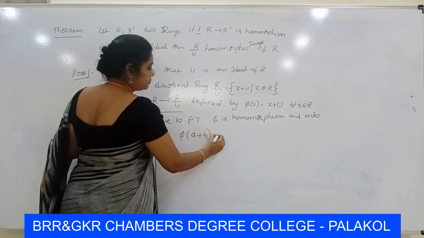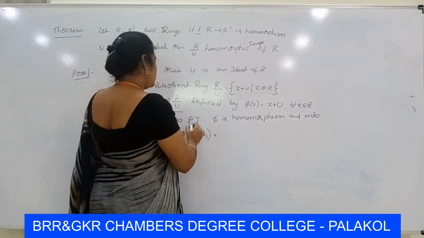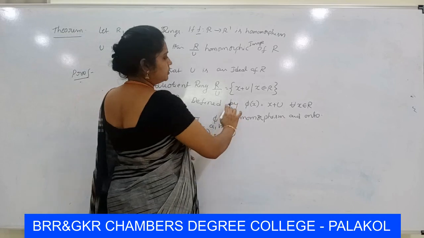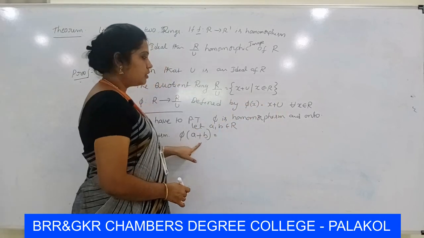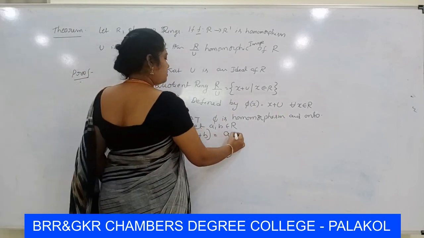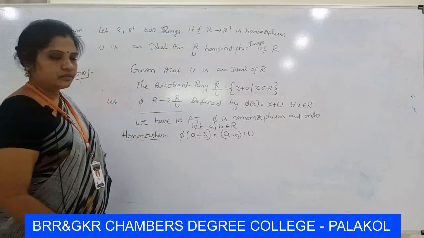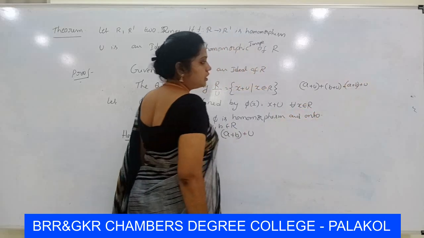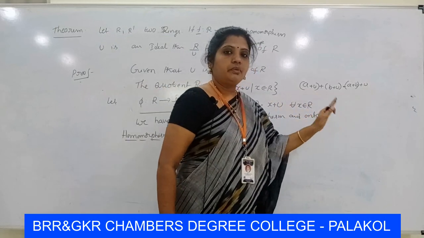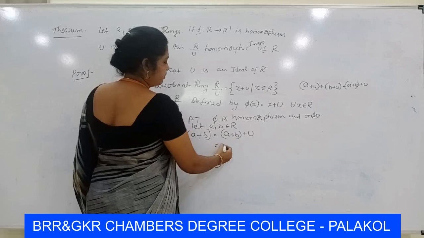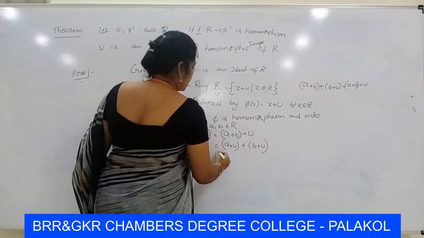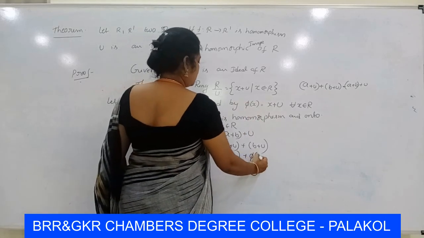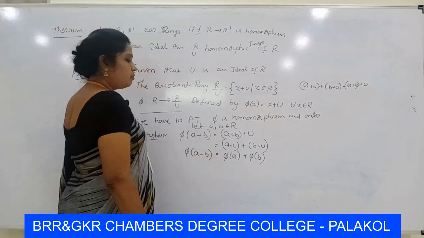Pi of a plus b is equal to, here a, b are the elements of R. Pi of x is defined as x plus U. So here we have a plus b, so a plus b plus U. By coset addition, a plus U plus b plus U is equal to a plus b plus U. Here also a plus b plus U. Again, a plus U is pi of a, and b plus U is pi of b. Therefore pi of a plus b is equal to pi of a plus pi of b.